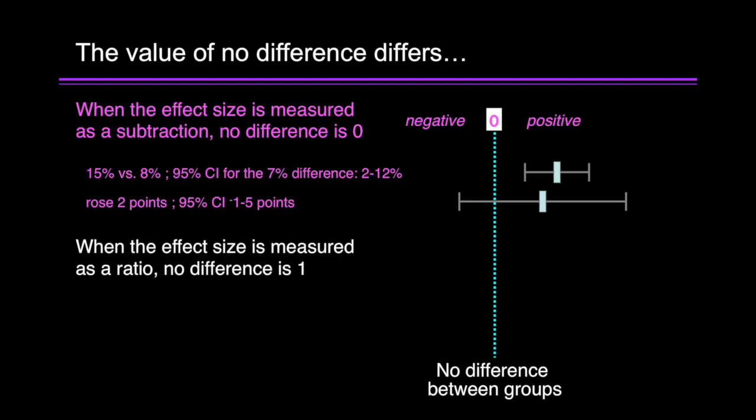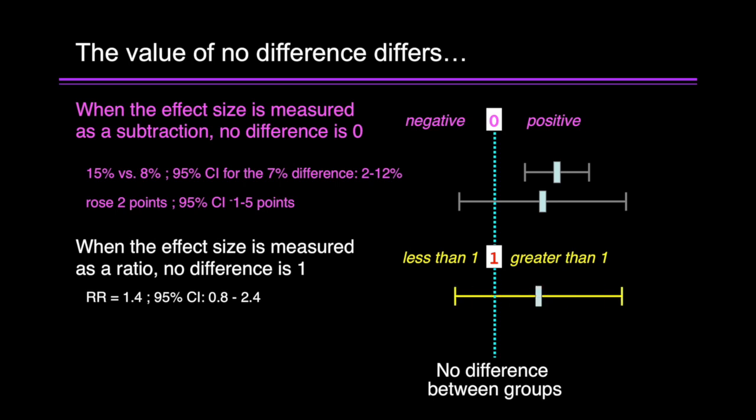Now, when the effect size is measured as a ratio, that is a relative change, no difference is 1, right? When the numerator and the denominator are the same. So now we can range from less than 1 to greater than 1. No difference is 1. Try this. Relative risk 1.4, 95% CI 0.8 to 2.4. Well, that crosses 1, doesn't it? That's not a statistically significant finding.